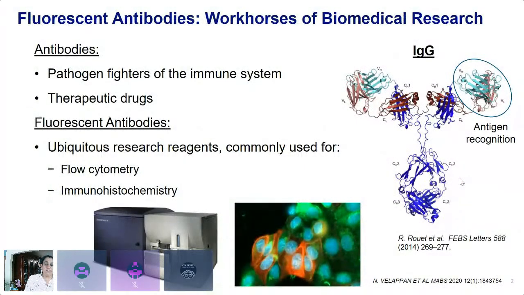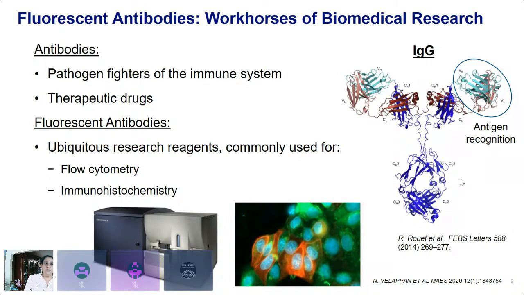Antibodies are one of the most well-known molecules of our immune system. You all probably heard about antibody-based therapies for COVID-19 as well as antibody-based diagnostic systems. Fluorescent antibodies are one of the most ubiquitous reagents in biomedical sciences research. I've shown a couple of applications for this. One is flow cytometry, the other one is fluorescent microscopy-based immunohistochemistry.